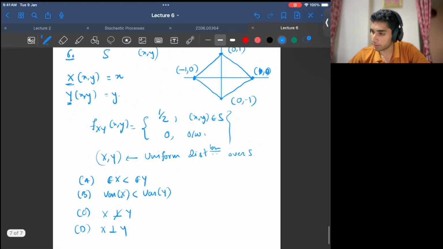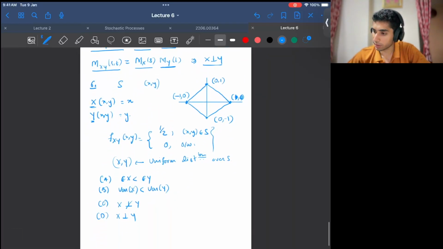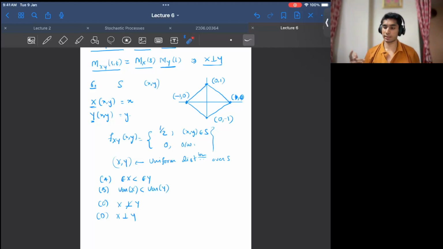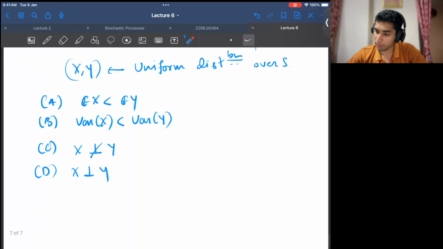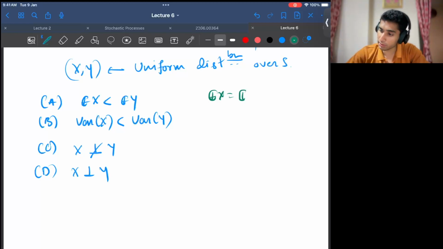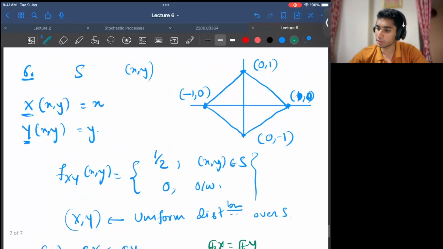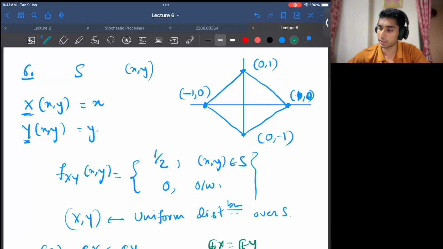Just by common logic, you can see that X and Y are symmetric. If I just rotate this Cartesian product by 90 degrees, nothing will change. X will become Y and Y will become X. So since these are symmetric random variables, you can blindly tell that expected value of X will be equal to expected value of Y and variance of X will be equal to variance of Y.